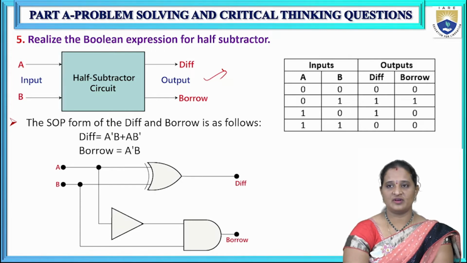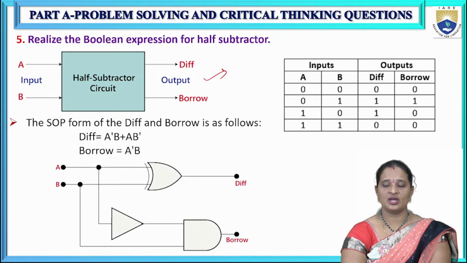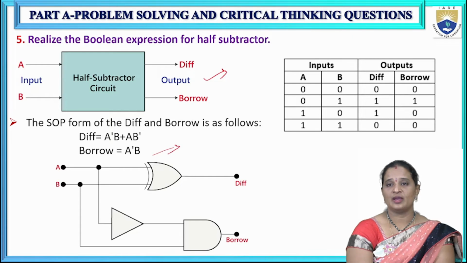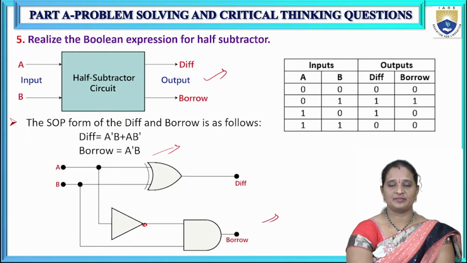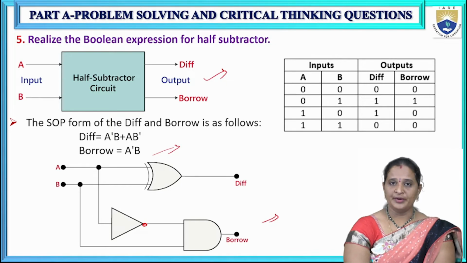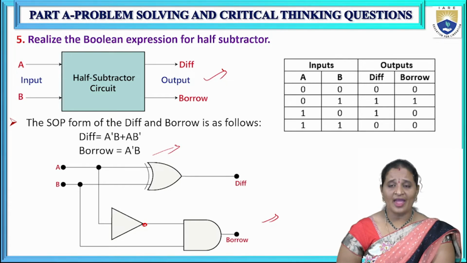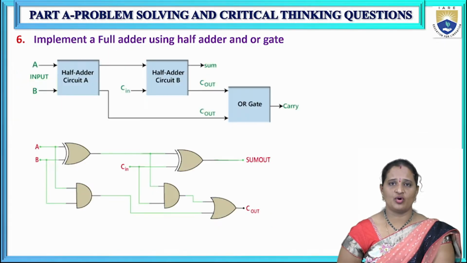And then get the Boolean functions for this difference and borrow output using K-map like this, and implement this using logic gates. So this is a logic circuit for this half subtractor, which can perform the subtraction of 2 bits, and produces 2 outputs, difference and borrow.